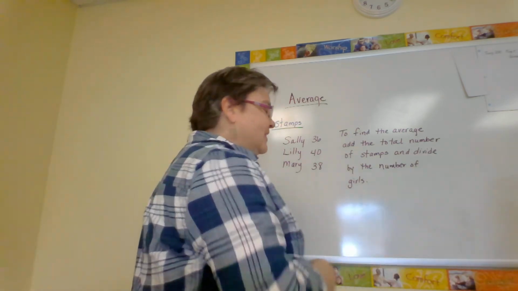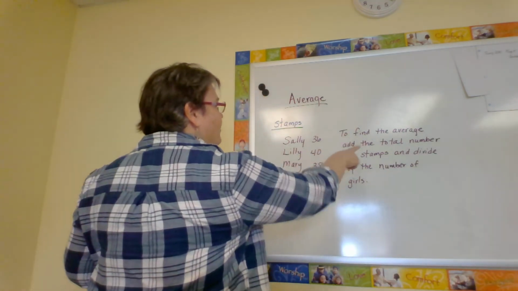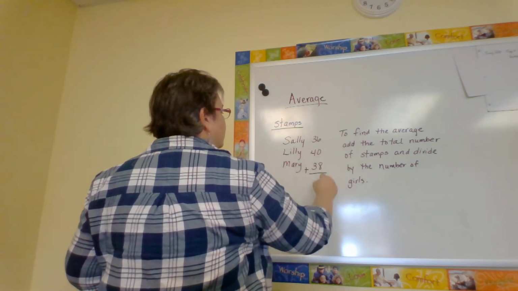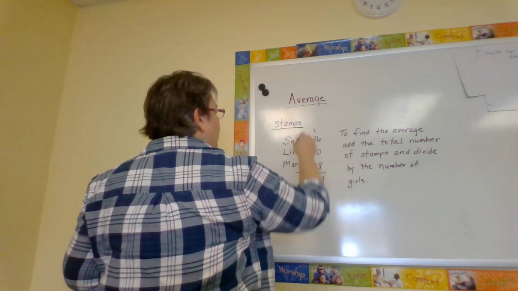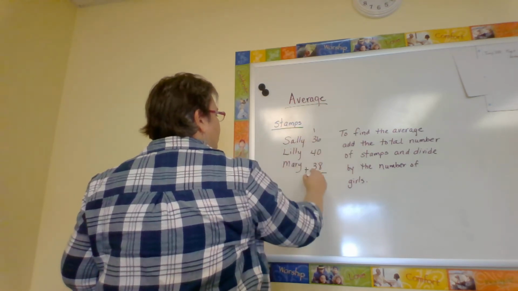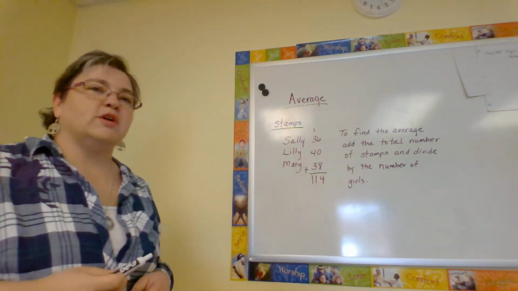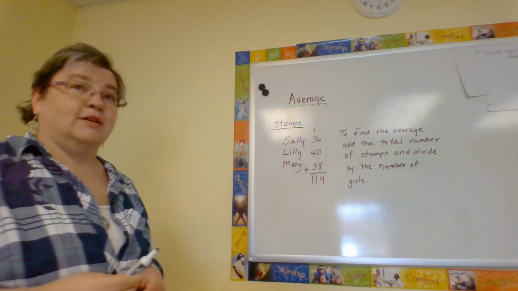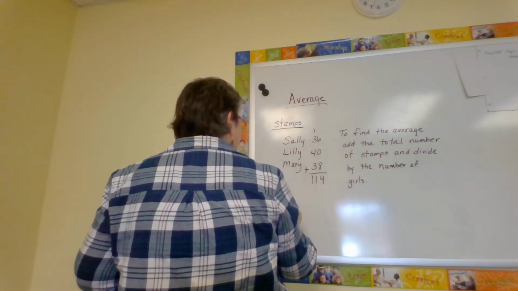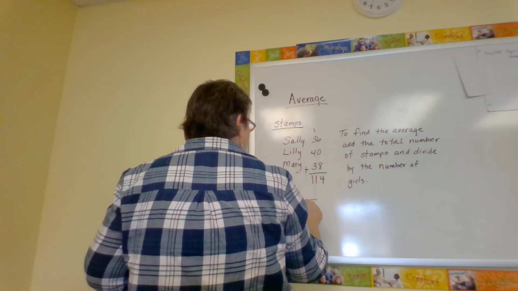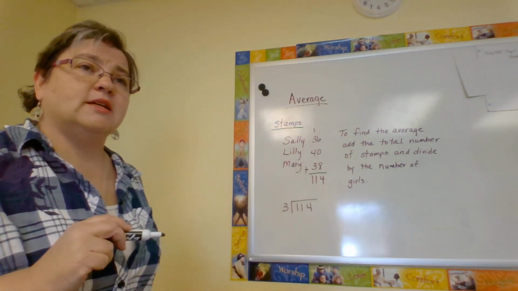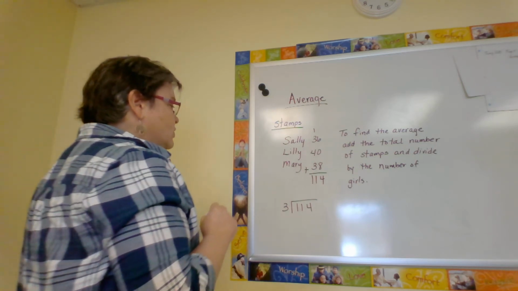All right, so first to find the average, add the total number of stamps. So let's do that. 8 plus 6 is 14, carry your 1. 4 and 3 is 7, 8, 9, 10, 11. So how many of you got 114 for your total? Okay. And now we have to divide by the number of girls. I got 150 for my total. Well, then you need to add again and see. What you should have gotten was 114.